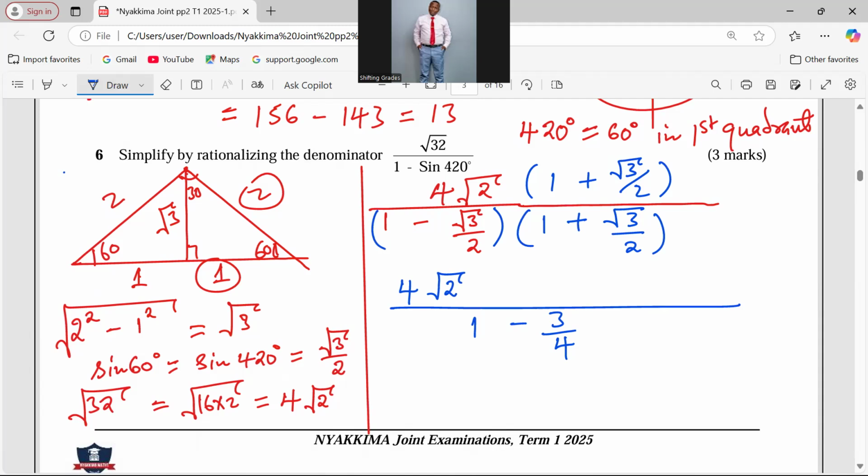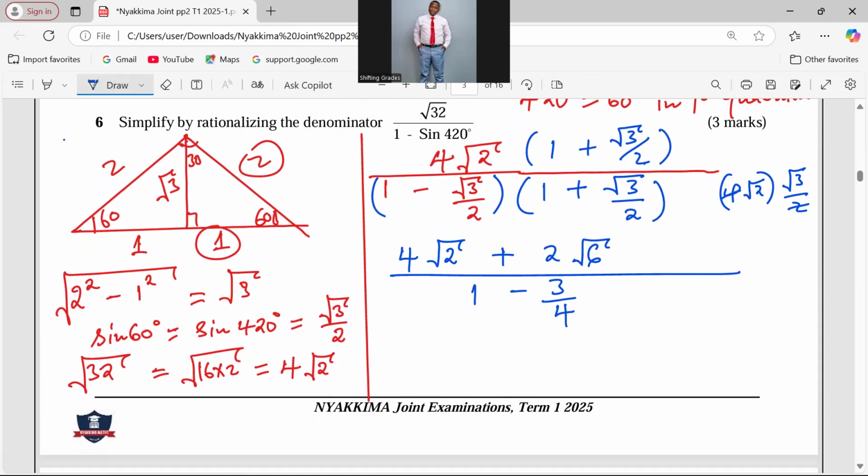And when you'll be multiplying that, you shall discover something, that 4 and 2 will cancel. This 2 down here, now I'm multiplying 4 root 2 multiplied by root 3 over 2. So 2 and 4 will cancel, so that we have 2. Then root 2 and root 3 will become root 6 that way. This is now what we are having.